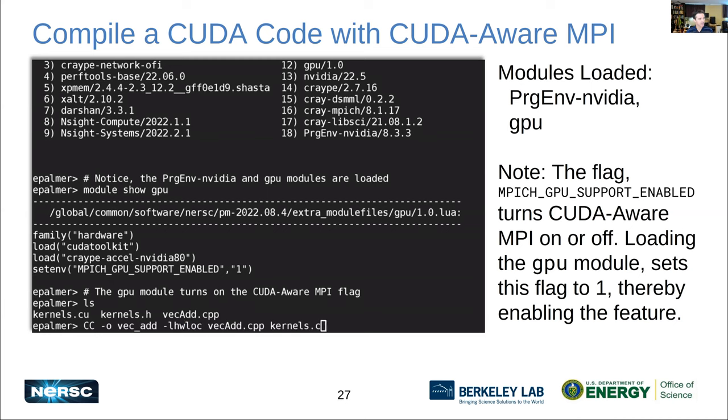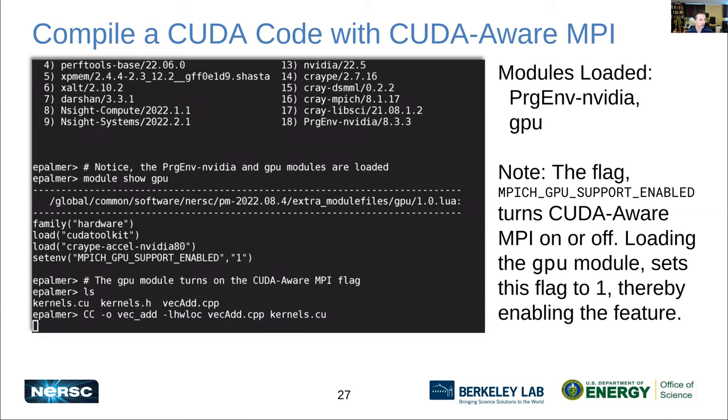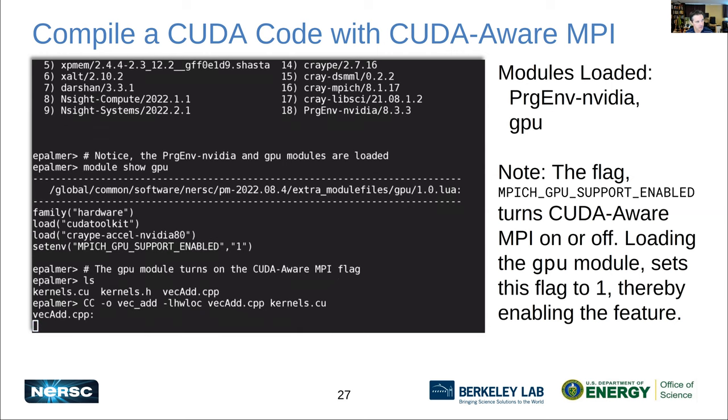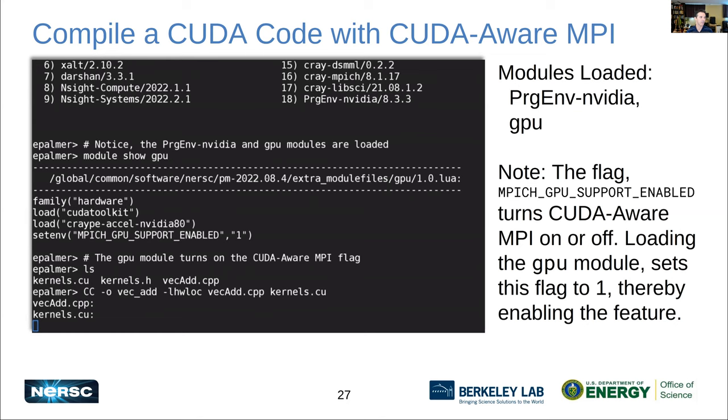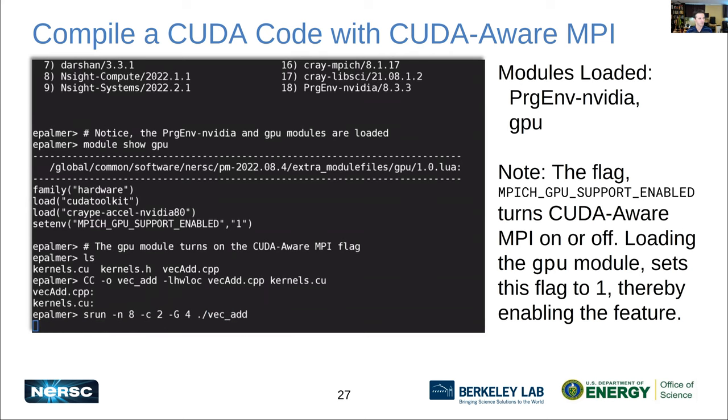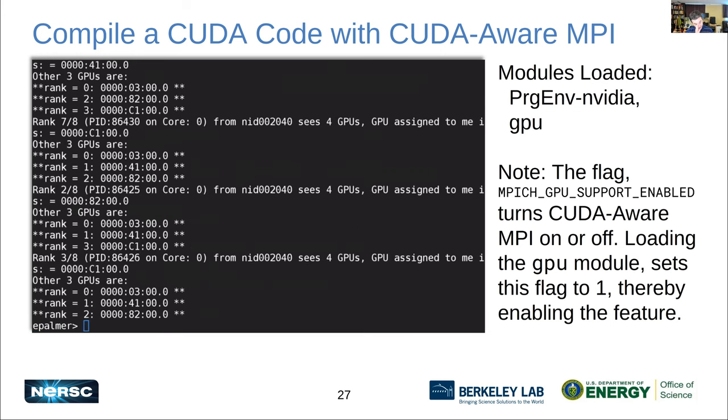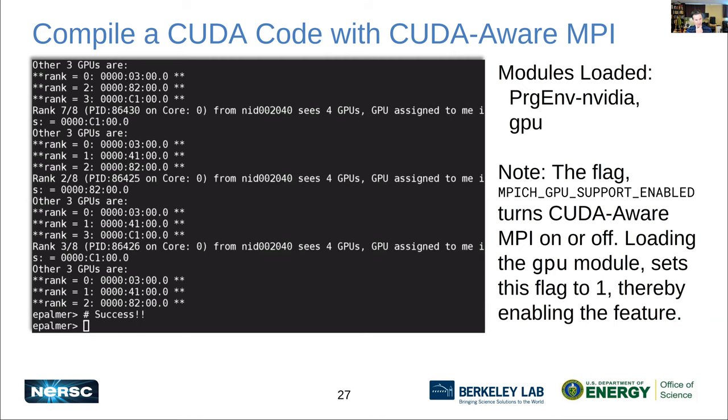So here at the compile line, I need to include the hardware HWLOC. I need to include the -L hwloc so it knows where to look for all of the GPUs when it runs this code. But essentially what you're seeing is with the Cray compiler wrappers, the command to compile these codes is fairly straightforward.